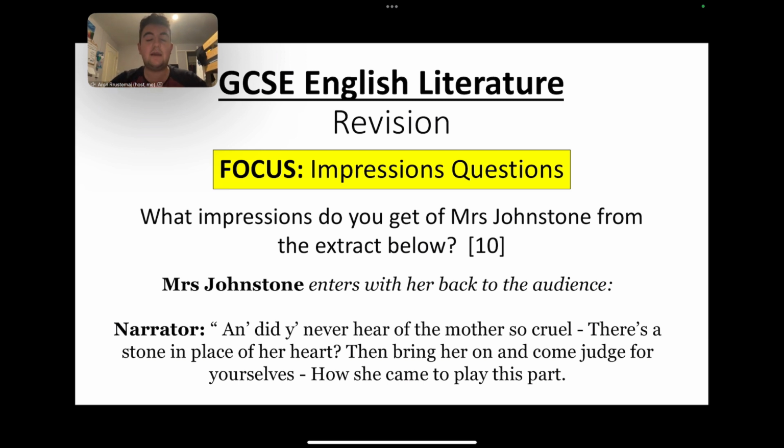And usually impressions questions are weaved into extract questions. So you'll get an extract and it'll say something like, what does the extract tell you about the characters? Or specifically, it might use the word impression. What impressions do you get of so-and-so in the following extract? Usually extracts are 10 marks, at least at GCSE level. However, this isn't going to be worth 10 marks. We're not going to be marking it for 10 marks because it is only a short passage. This is only me using it as an example to help you with revision.